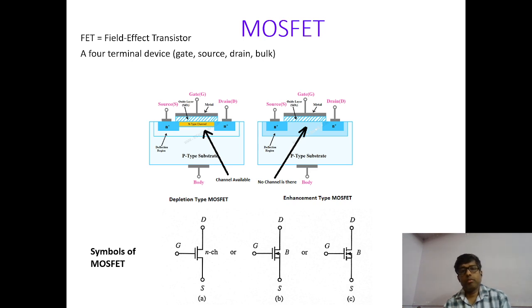Now, what is the basic difference between enhancement and depletion? If you observe the depletion type, we have deposited an extra N-type channel. In the enhancement type, no N channel is deposited. No channel is there for the enhancement type, but for the depletion type, an N-type channel is there.